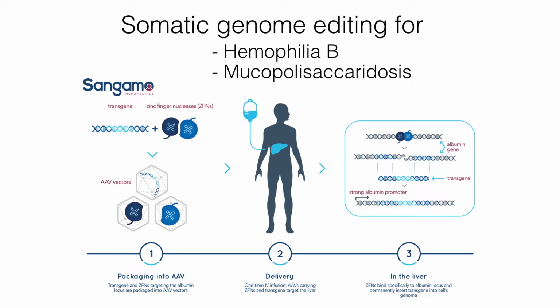Sangamo Therapeutics is forging the way toward the use of gene editing for the therapy of hemophilia B, an inherited disease caused by the deficiency of a clotting factor, and for the treatment of two forms of mucopolysaccharidosis, in which the gene defect results in the toxic accumulation of complex sugars. In both cases, zinc finger nucleases are used to break the DNA in the albumin gene and promote the permanent integration of a wild-type copy of the mutated gene in liver cells.